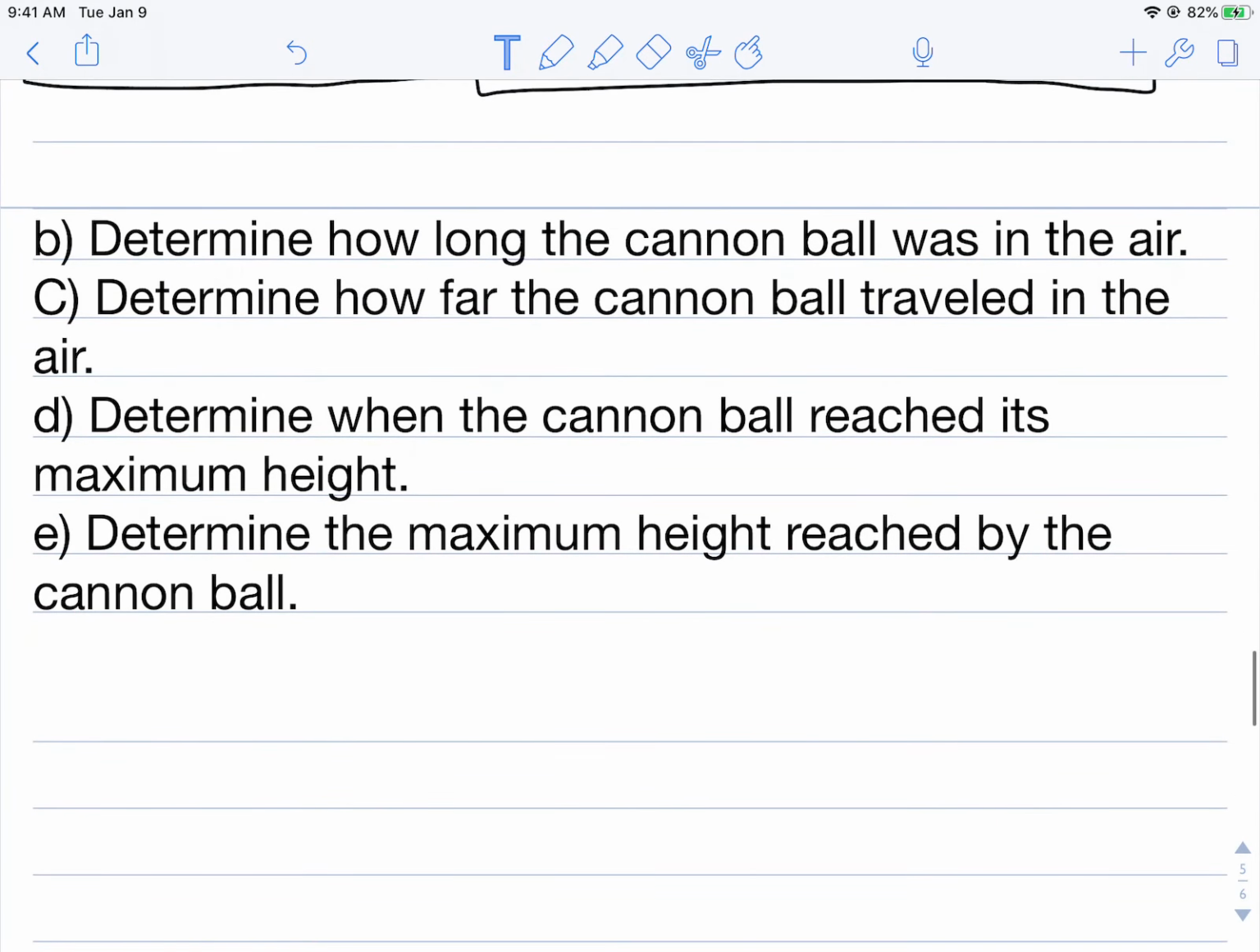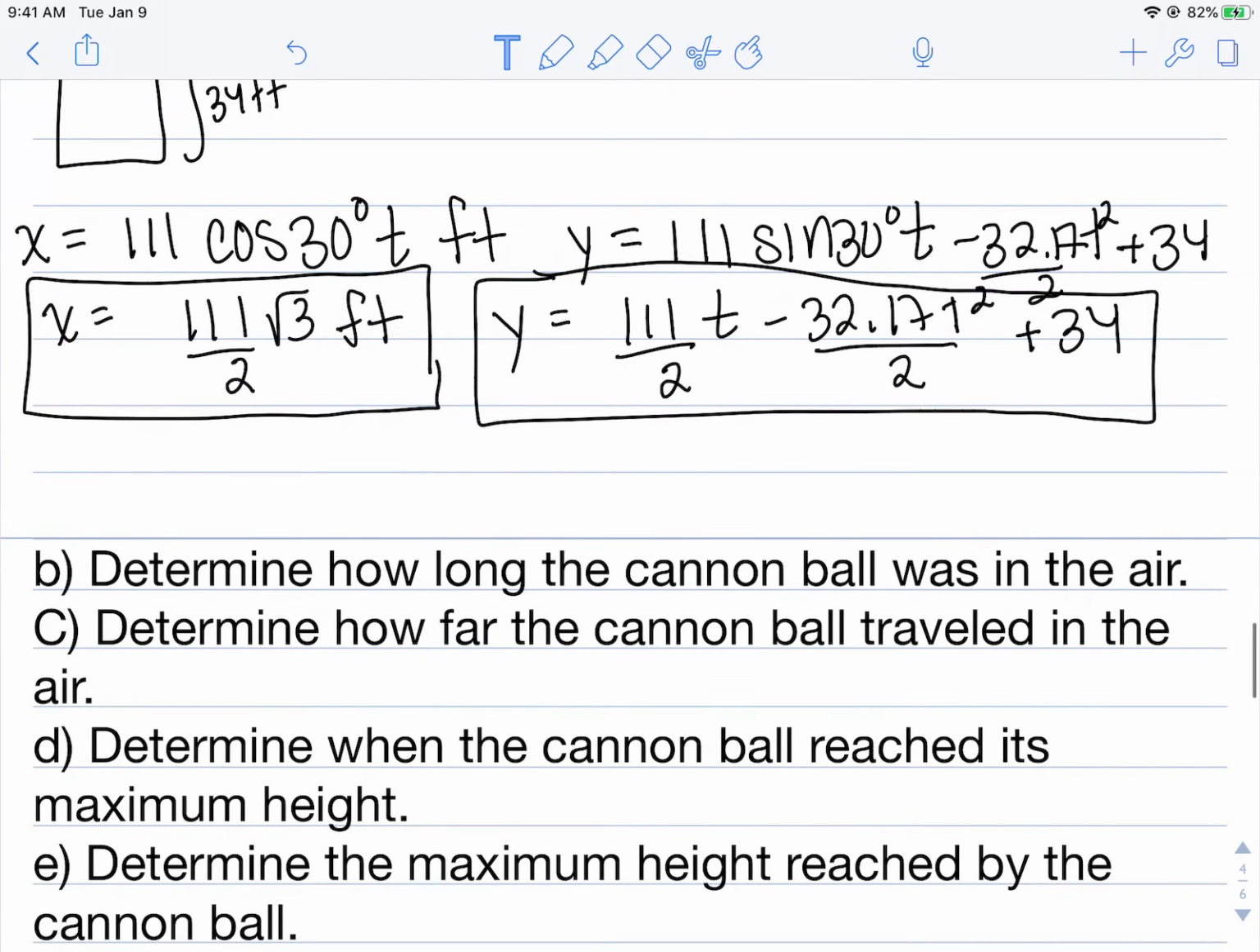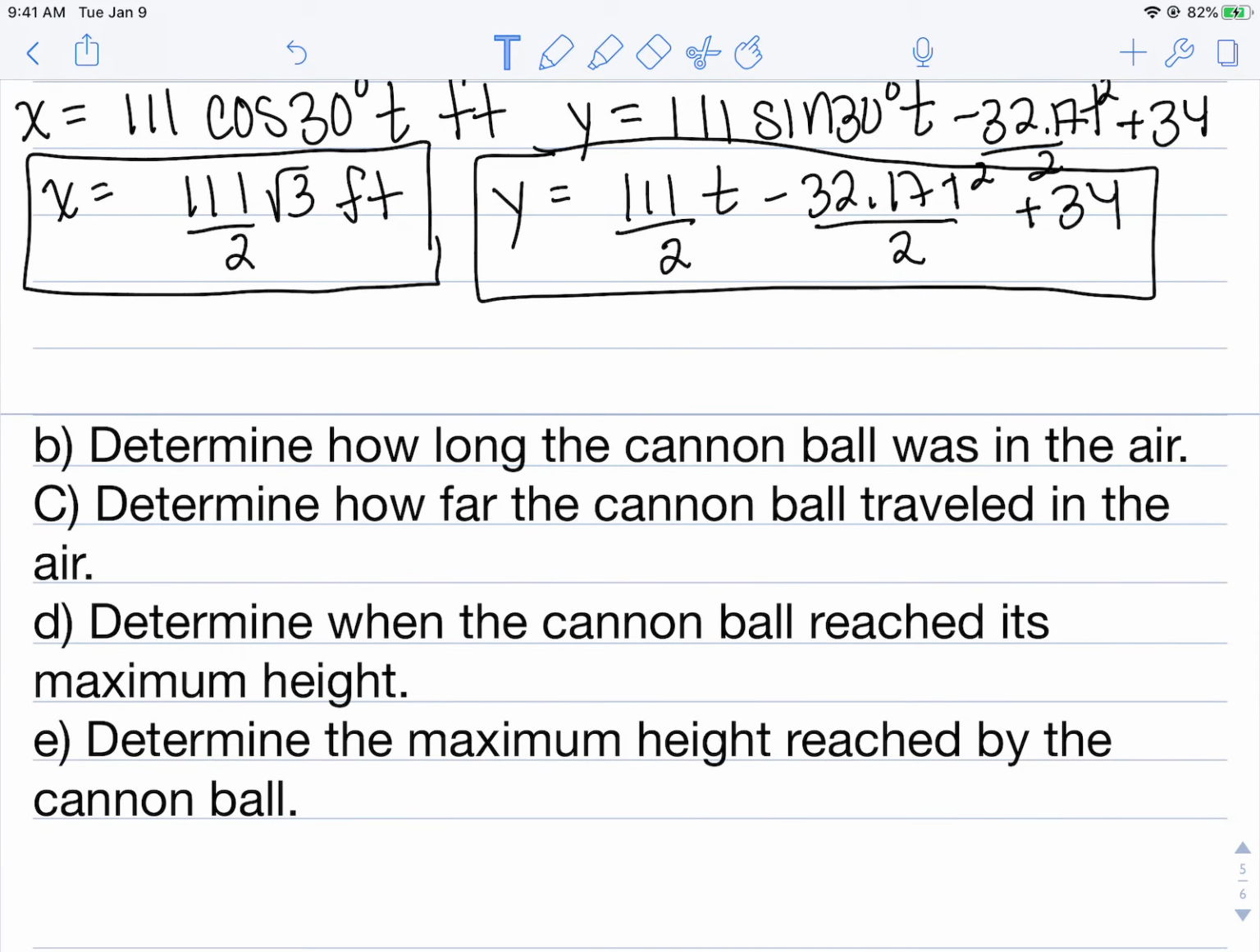Okay, so let's determine how long the ball was in the air. So we're going to graph this. This time I'm going to use Desmos, if you guys don't mind. So let me switch over to Desmos. Let me find it first.